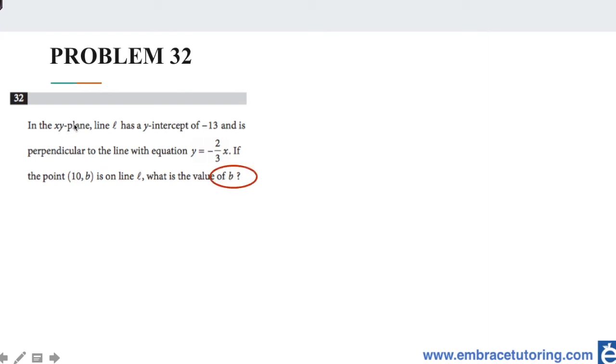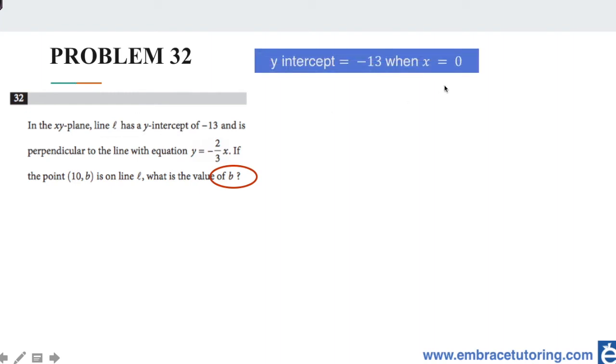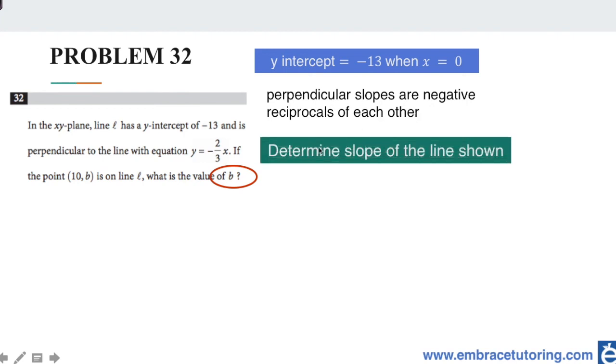Now, let's see if we can break this down a little bit. Where it says it has a y-intercept of negative 13, that means that's where x is going to equal 0. And then it says it is perpendicular to the line with the equation y equals negative 2/3 x. Perpendicular represents that the slopes are negative reciprocals of each other. So let's start first by determining what the slope of the line is.